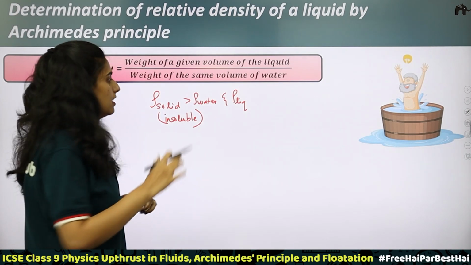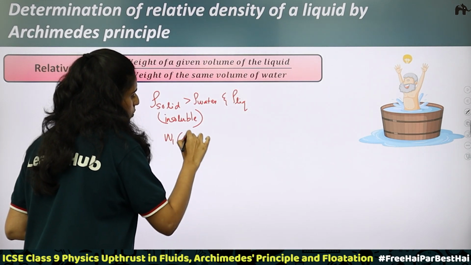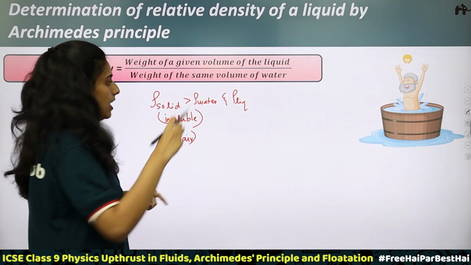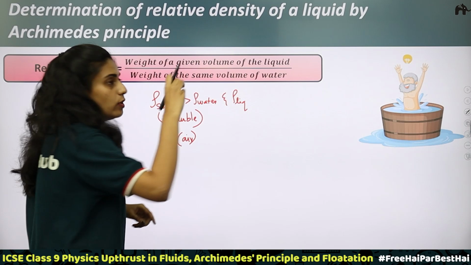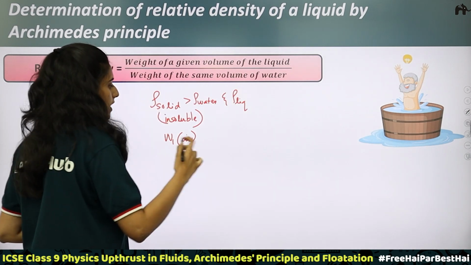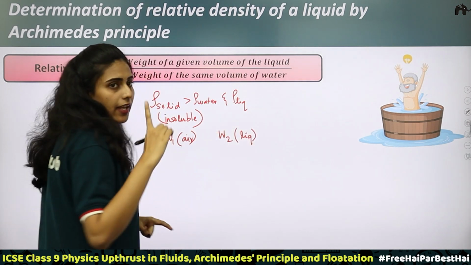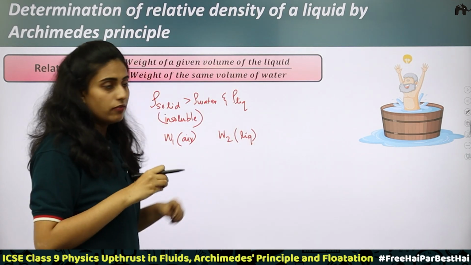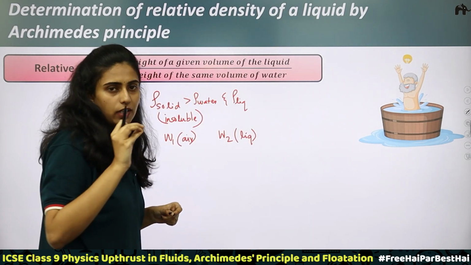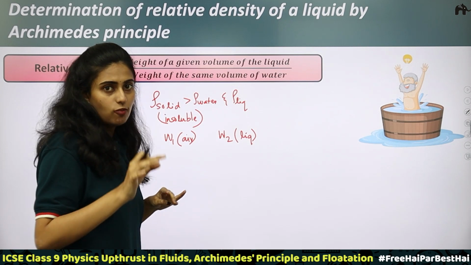First we will be weighing the solid. You will find the weight of the solid in air, that is W1. Next, you will immerse the solid in the liquid whose relative density is to be determined. When you immerse it in the liquid, you will be able to note the weight. Let that weight be W2. W2 is the weight in liquid. Next, remove it from the liquid and then clean it and dry it. Remember, there should be no liquid sticking to the solid. It should be properly washed and dried.